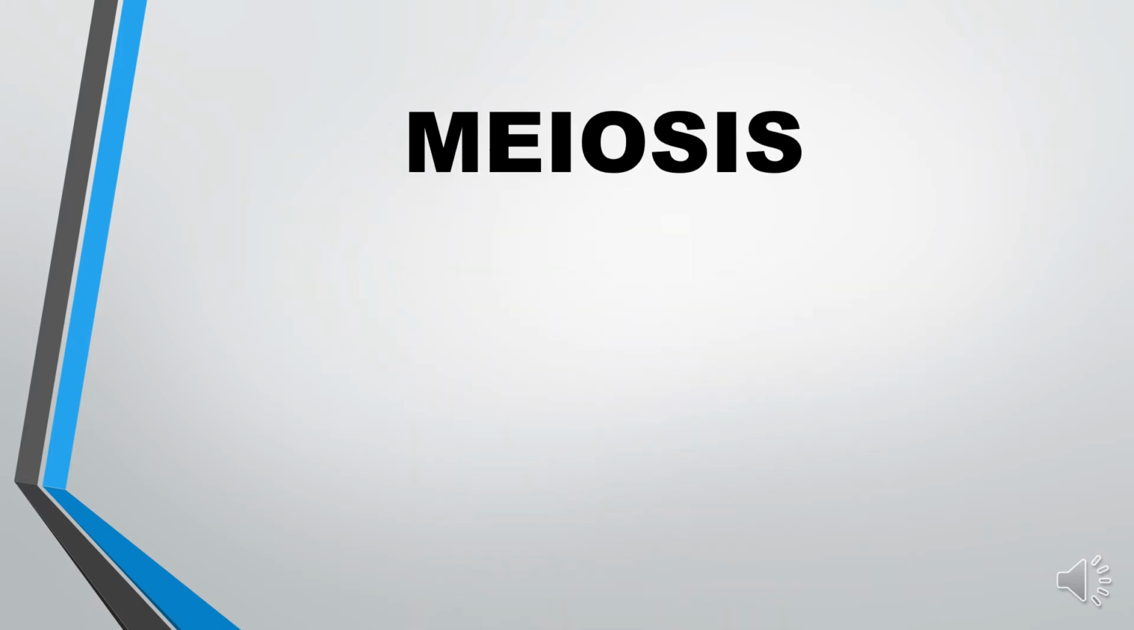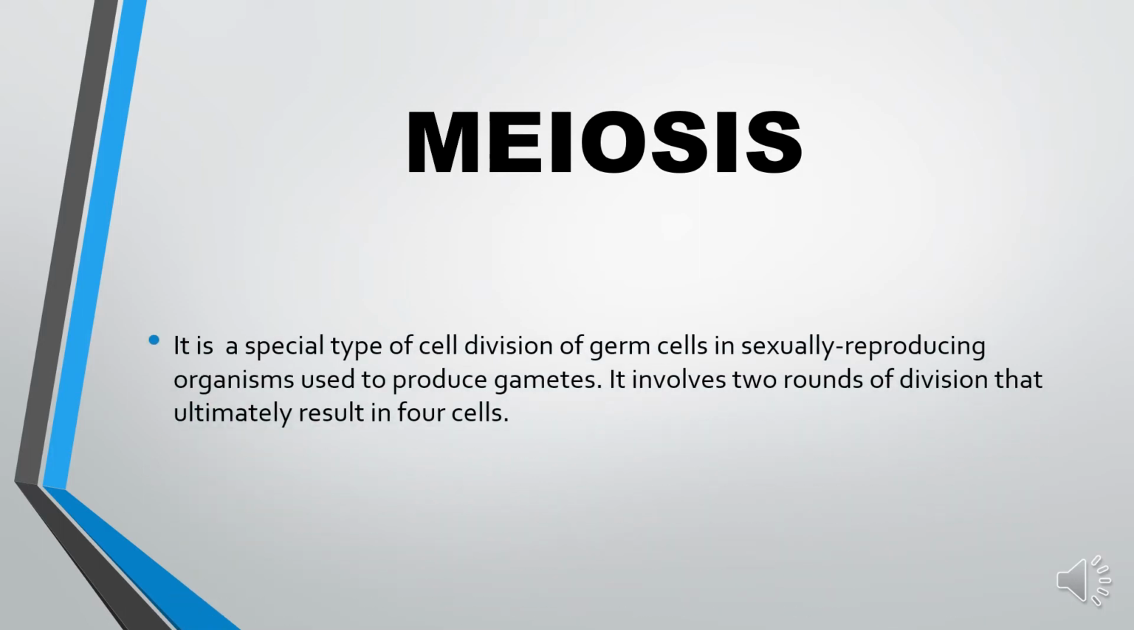So now let's proceed to meiosis. So what is meiosis? Meiosis is a special type of cell division of germ cells in sexually reproducing organisms used to produce gametes. It involves two rounds of division that ultimately result in four cells.